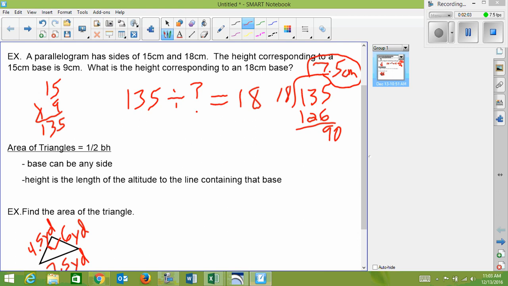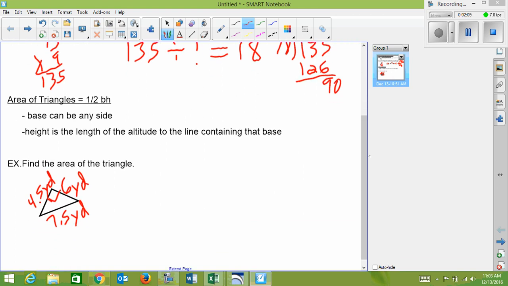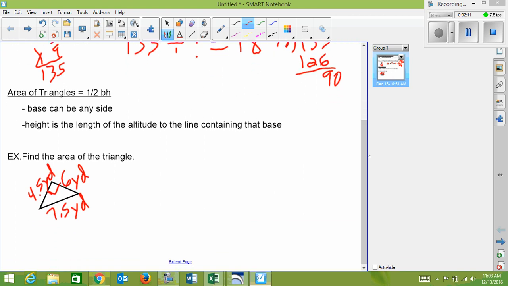So the height is the length of the altitude to the line containing that base. Again, you might have to find the altitude to be able to use the formula. Depends what the triangle looks like to begin with. So on this one, find the area of the triangle. It's a right triangle. And because it's a right triangle, those are the easiest ones there are. The two sides making the right angle will always be your base and your height. The hypotenuse is never the height.